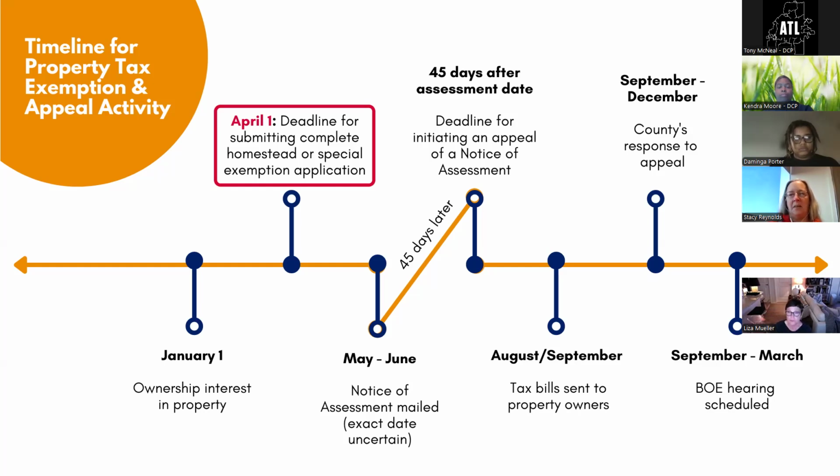So if you buy the house on January 2nd, you're not going to get the homestead exemption until the following year. You're still going to be subject to whatever exemption was on there for the prior owner because they owned it as of January 1st.